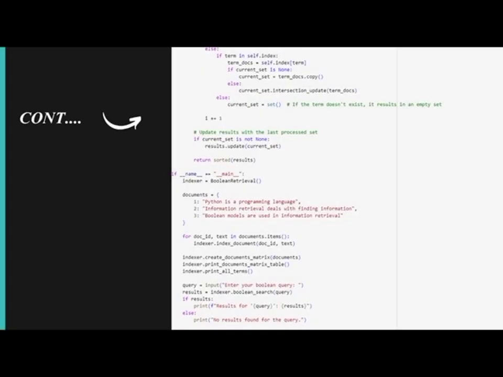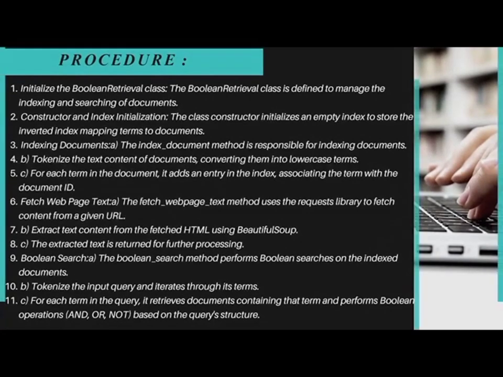Then running the code. In the main block, an instance of the Boolean retrieval is created. A few example documents are indexed over here. The code prepares the documents for searching. Finally, it takes a Boolean query as input from the user and searches for matching documents. Results are displayed with matches as follows and found. Otherwise, it says no results are found. Here are the procedures for the implementation of the Boolean model in Python. So just go through it.